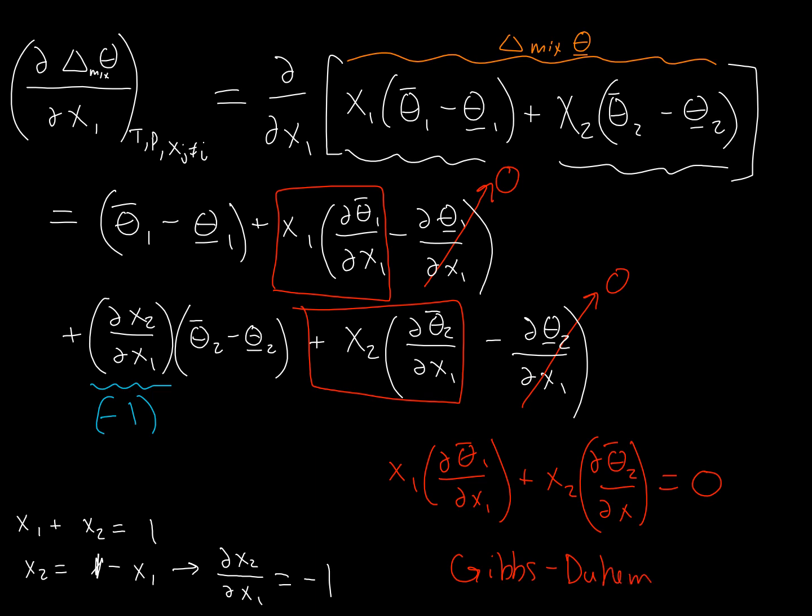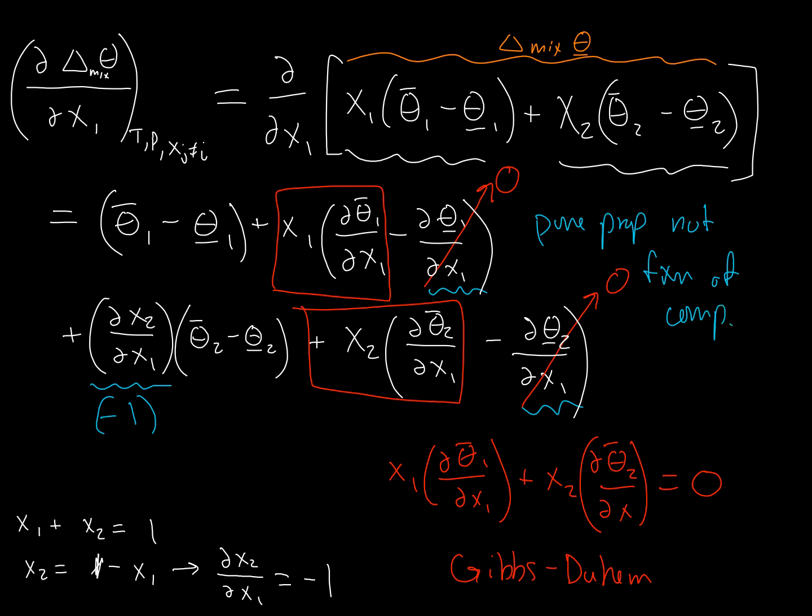Yes? Why did the second d theta 2 dx1? The underbar? Yeah. So same reason as for this one here. So in this case, for this term and for this term. But wouldn't it have to be dx2? Because ideal mixtures don't change at all no matter what composition.